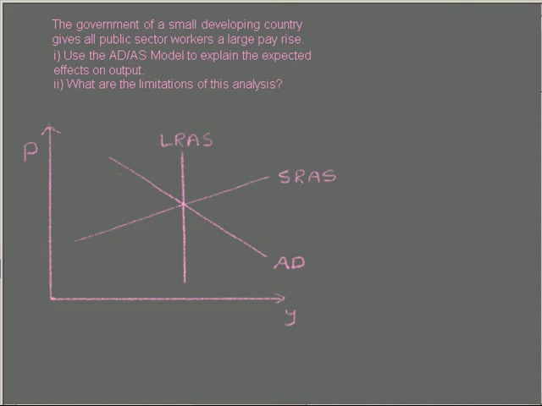This is an example of using the AD-AS, aggregate demand, aggregate supply model, to analyse the expected effects of a policy. And I've also previously produced videos using the Keynesian cross and using the IS-LM model to explain the same policy. So remember, we have here a government of a small developing country which gives all the public sector workers a large pay rise. So as before, we treat this as a fiscal expansion.